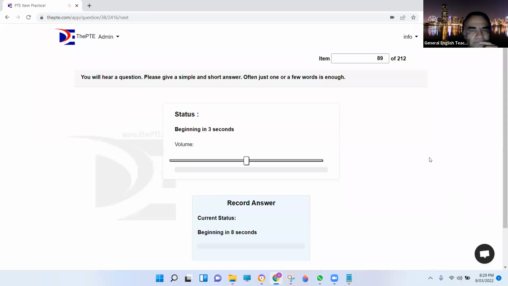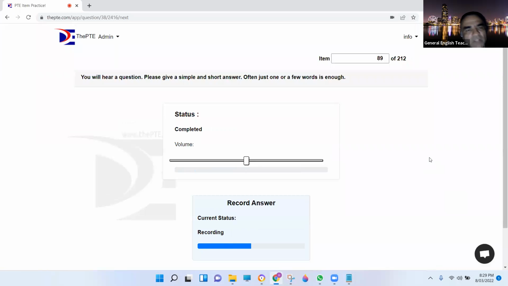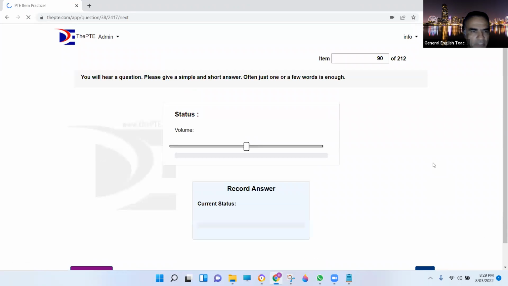Jacob? Which one is a renewable form of energy, oil or solar? Solar. Very good. Which one is a renewable energy? And it is solar. Oil or solar. Very good. Pradeepa?